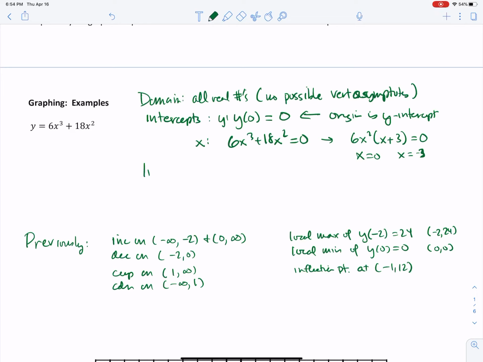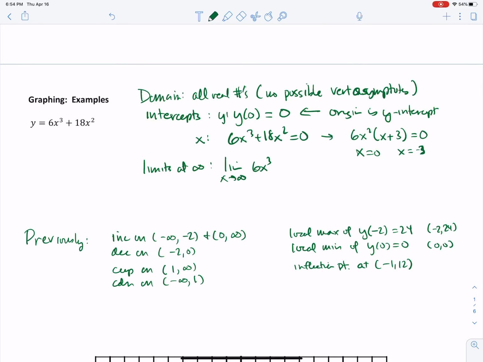And then limits at infinity, both positive and negative. The limit as x goes to positive infinity of 6x cubed plus 18x squared. Well, remember that we focus on the term with the largest exponent. That's this one right here. As x gets really big and positive, I get 6 times a big positive number. And so we would say this is going toward plus infinity.